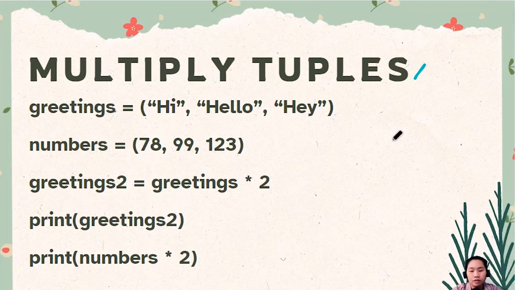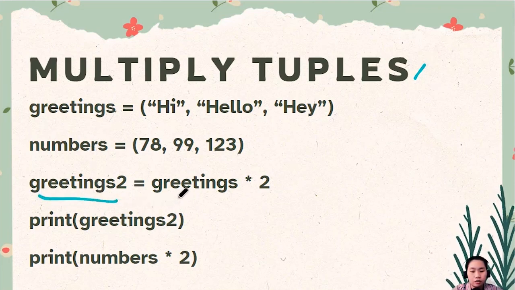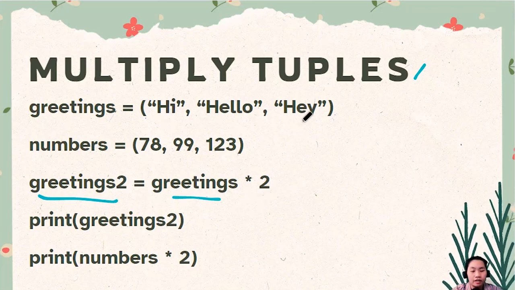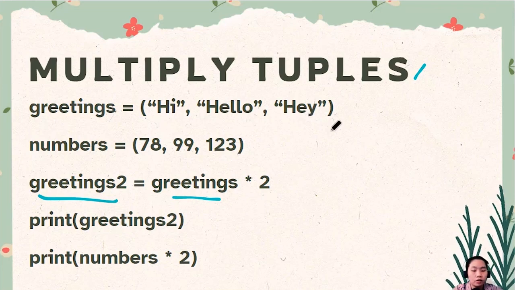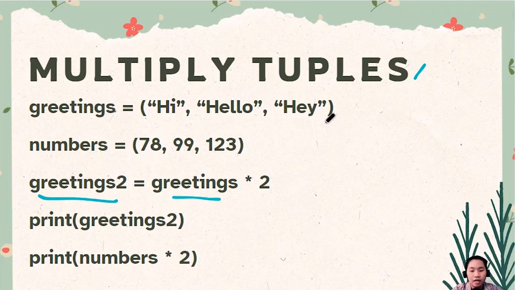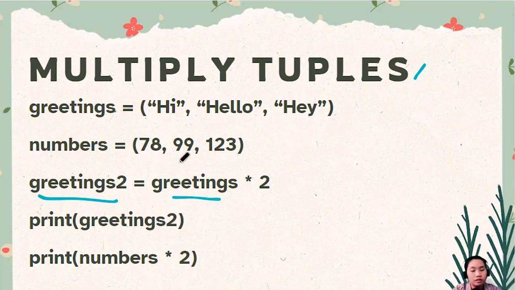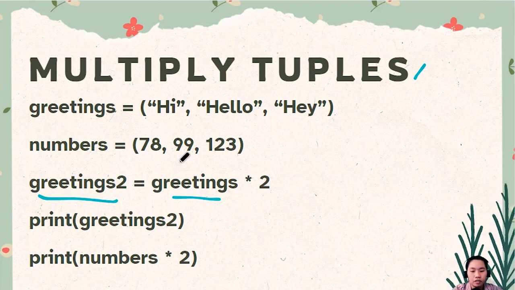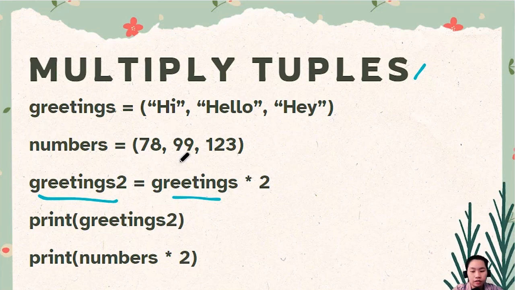So I have greetings, right? So greetings 2 equals greetings times 2. Greetings 2 equals greetings times 2 would be hi, hello, hey, hi, hello, hey, right? So there are duplicate values and they go by the same order. So it's not hi, hi, hello, hello, and hey, hey, okay? And similarly with integers or floats or booleans, they work very much the same way as what I've just demonstrated.